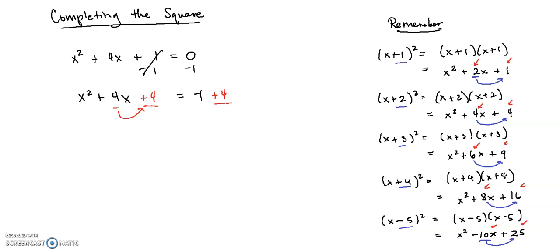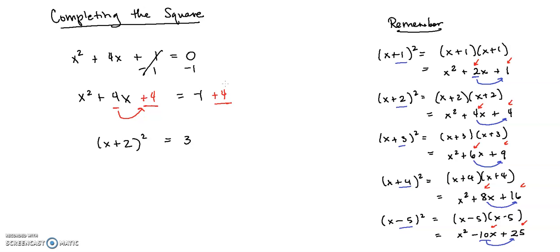Sorry, my handwriting got a little messy there. So on the left, this should be in the form of something squared, and it is. x plus 2 squared, double in the middle, square on the end. Or you can think of factors of 4 that would add up to 4 would be 2 and 2, and then you'd write it as x plus 2 squared. And on the right-hand side, we've got -1 plus 4 is 3.